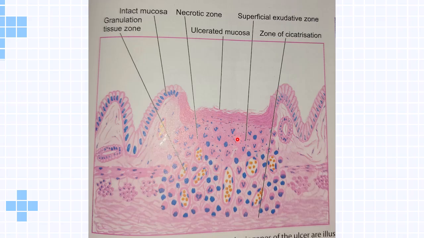First is the superficial exudative zone containing fibrin, neutrophils, and debris. Beneath it lies the necrotic zone, which contains tissue that has been destroyed by the acid and pepsin. Next is the granulation tissue zone containing new capillaries and fibroblasts, indicating healing. Finally, at the base is the zone of cicatrization, which is dense fibrous scar tissue. The surrounding mucosa remains intact and regenerating. These four layers are a classic microscopic hallmark of a chronic peptic ulcer.